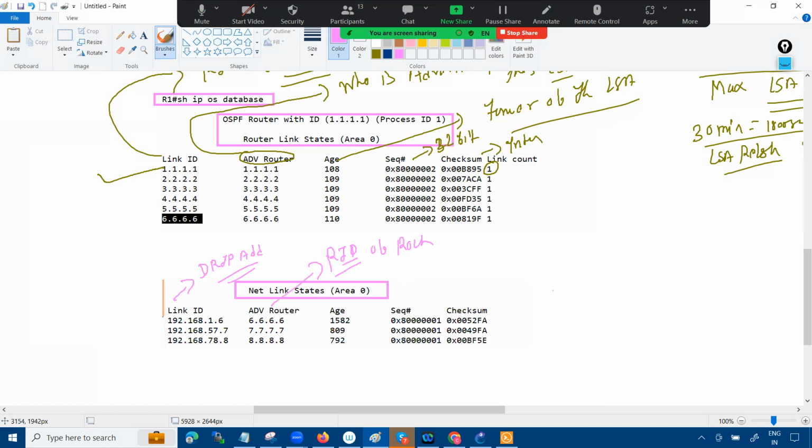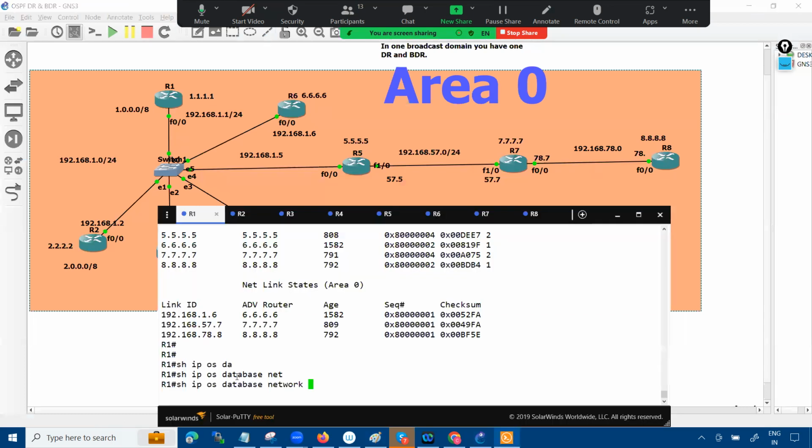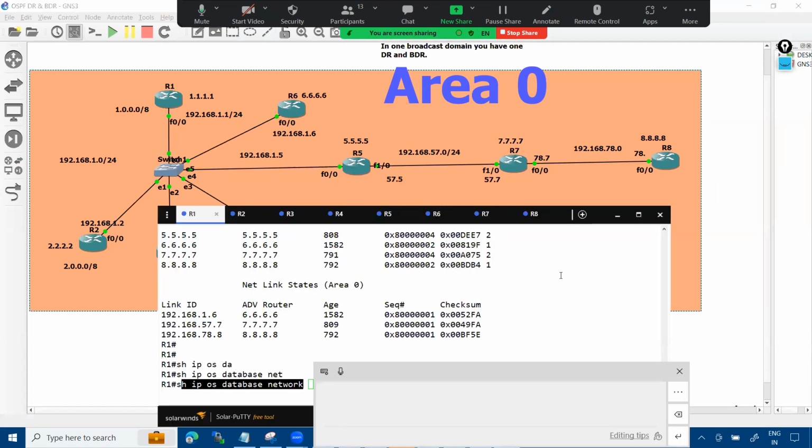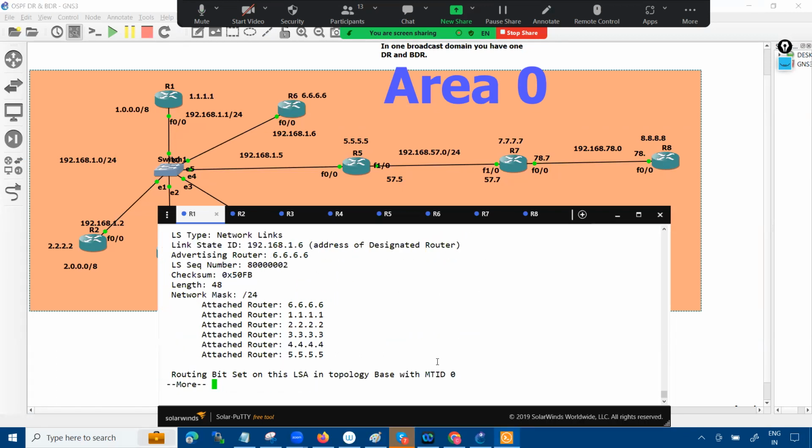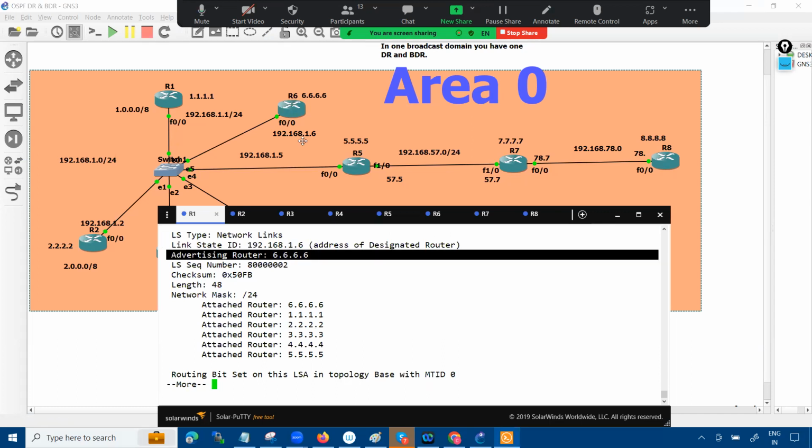So if you check on router number 1, show IP OSPF database network, what you can see is how many routers are present in my domain. The link state 1.0.6 is saying that's a network LSA generated by the DR. Advertising router 6.6.6.6. R6 is saying, hey, in my domain right now, I have 6 routers attached.